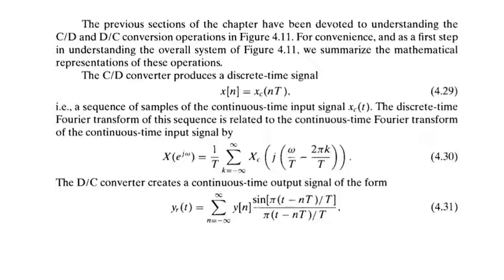So ultimately what we get is yr of t, the reconstruction. First, in equation 4.29 we did sampling, then we represented the sampling in frequency domain in 4.30. Then we talked about reconstruction, that is the D to C converter, in equation 4.31. So let's move on to the next slide.